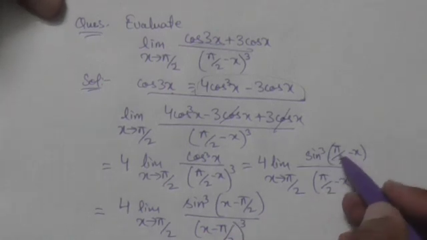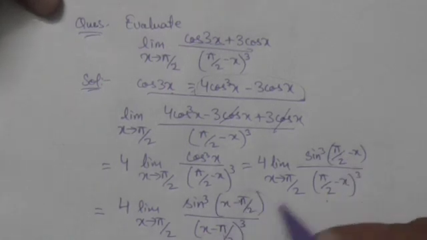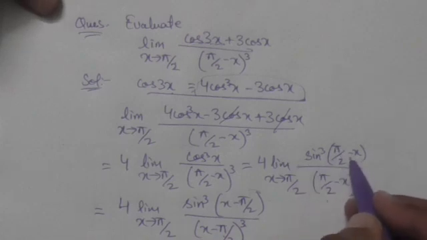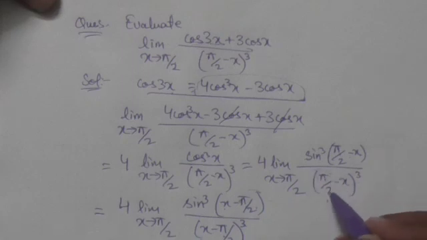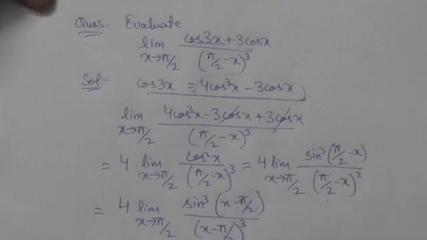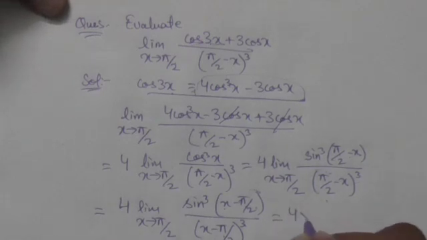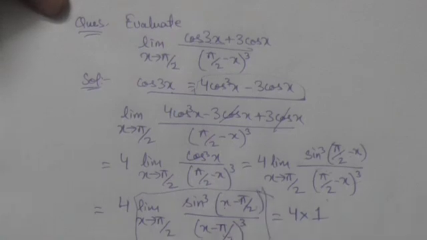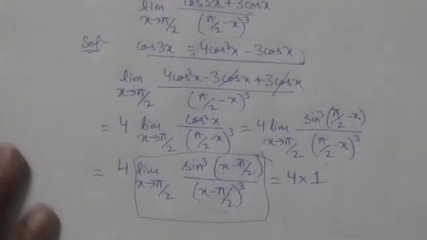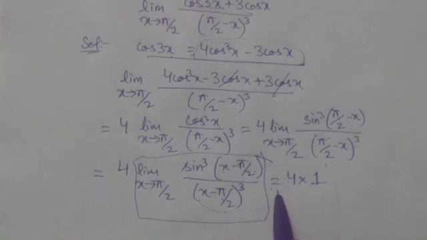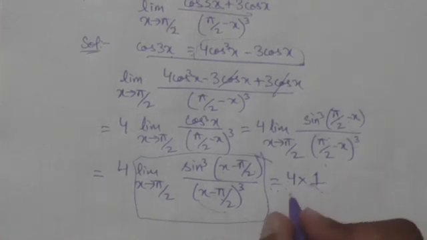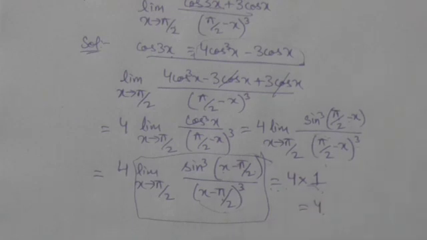In the previous question I have explained to you how it comes here, right? How we have converted sine of pi by 2 minus x into sine of x minus pi by 2, and in the denominator we have converted pi by 2 minus x into x minus pi by 2. So I have solved this in the previous question, right? Now see, it will be equal to 4 into 1. Now the value of this expression will be 1, right? So our answer is 4 into 1, that is 4.